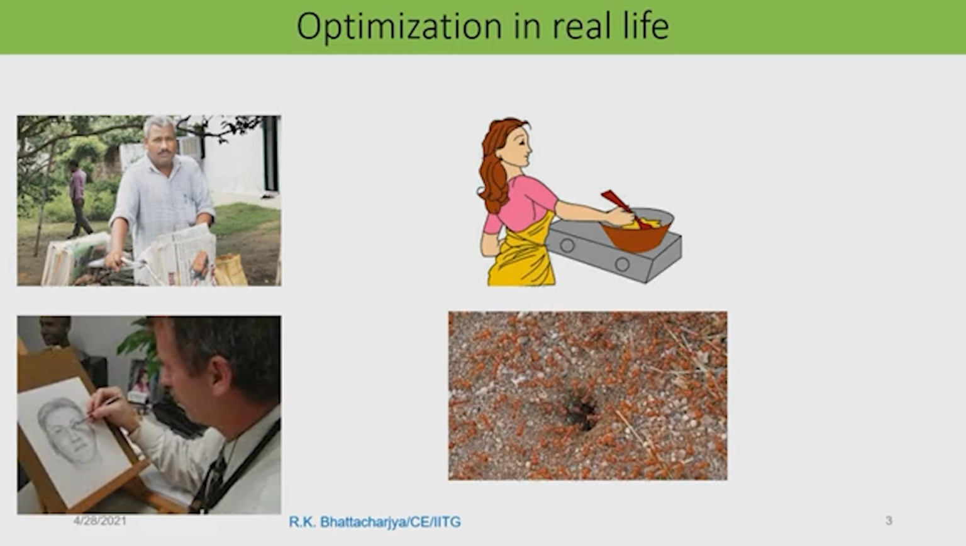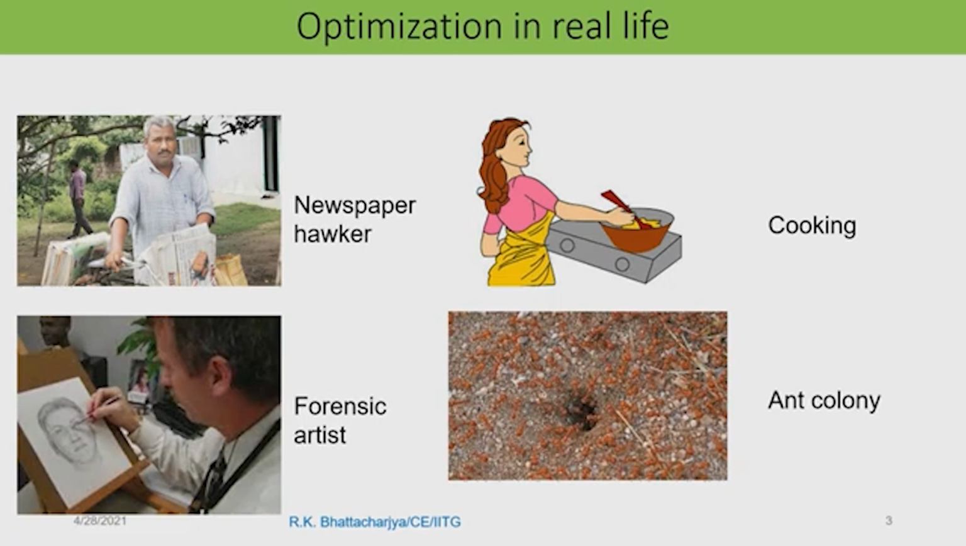Apart from that, suppose you look at the ant, when they are moving, or whatever social behavior they have, they are also using optimization. Maybe we can have some other example problems when we discuss the meta heuristic optimization methods, but today I will take these 4 example problems and explain how these people, the newspaper hawker, the person cooking, the forensic artist and the ant colony, are using optimization, knowingly or without knowing, as I said. So, let me explain that.